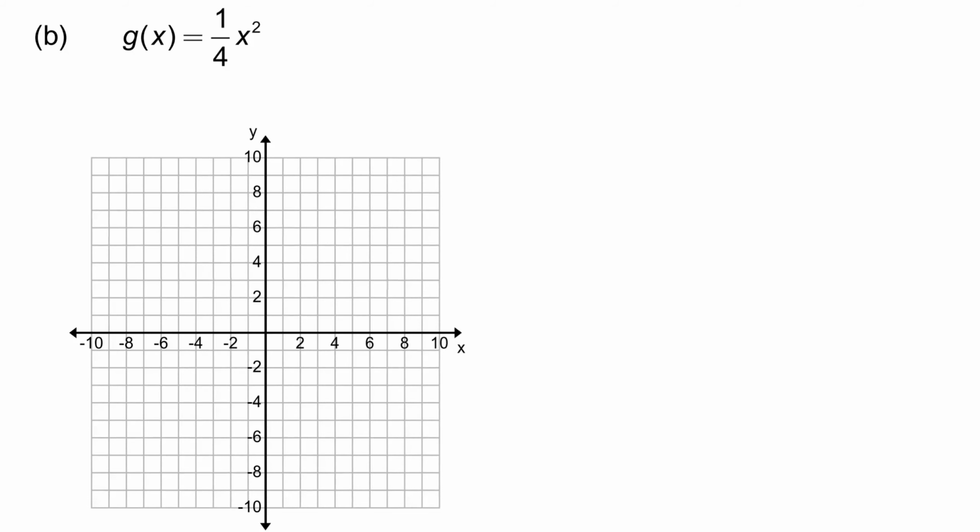So first, identify the parent function. Then say how our translated function is related to the beginning. So what did I do to my parent to come up with my transformation? Then graph it. All right, so it's like 3 different things we're doing in this example. First, what is the parent function of g of x equals 1/4 x squared? What would my parent function be?